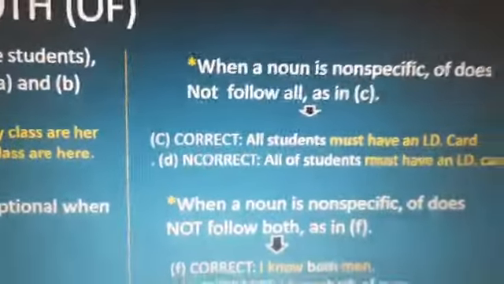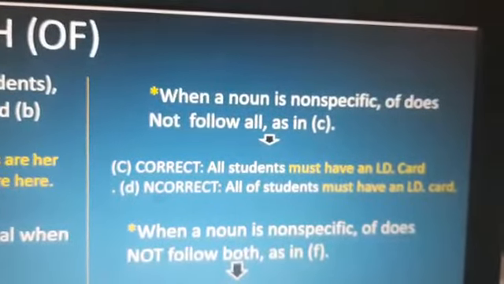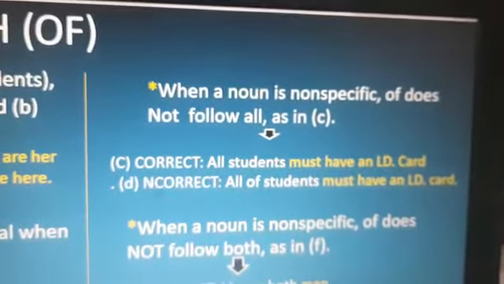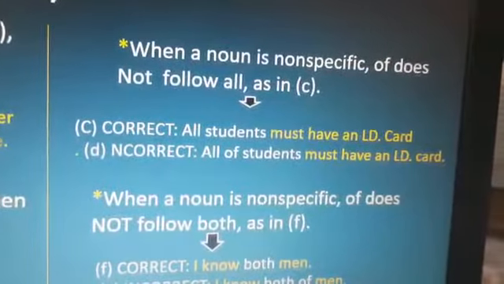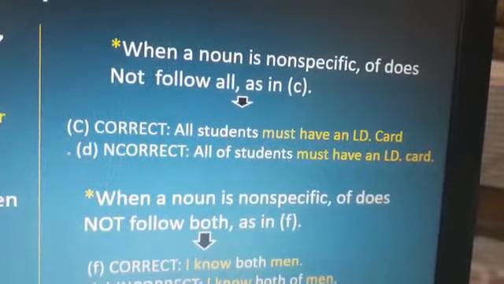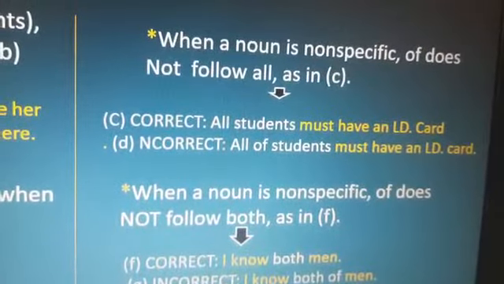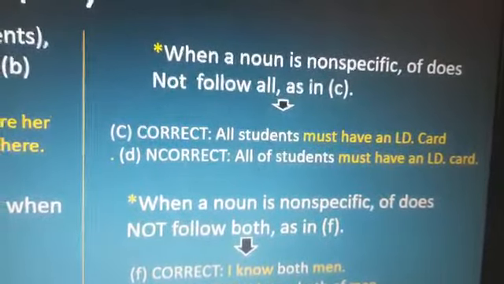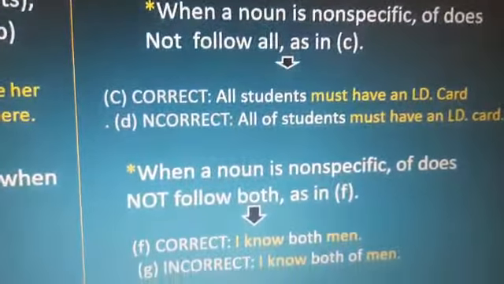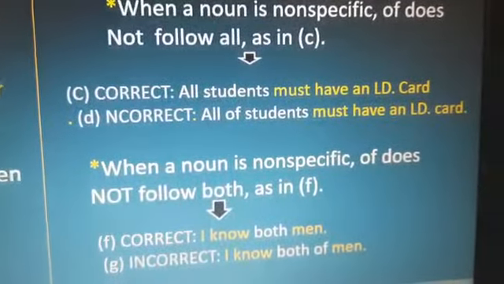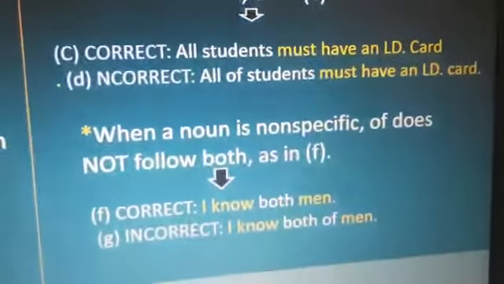But when a noun is non-specific, of doesn't follow all, as in C. All students must have an ID card. It's correct, and I don't use of because the noun is non-specific. Incorrect use: All of students must have an ID card.